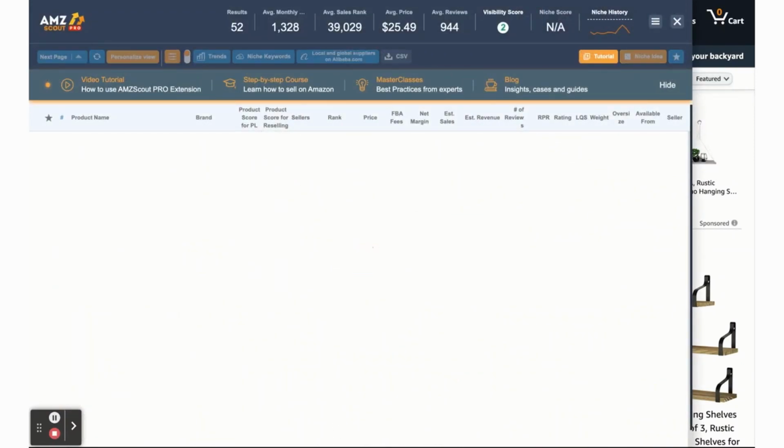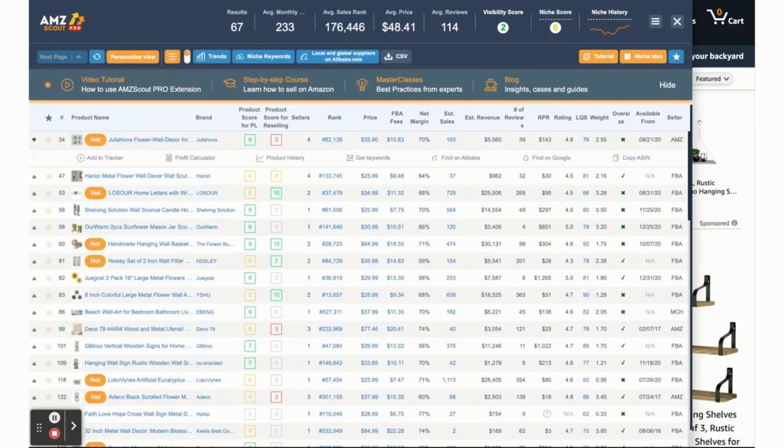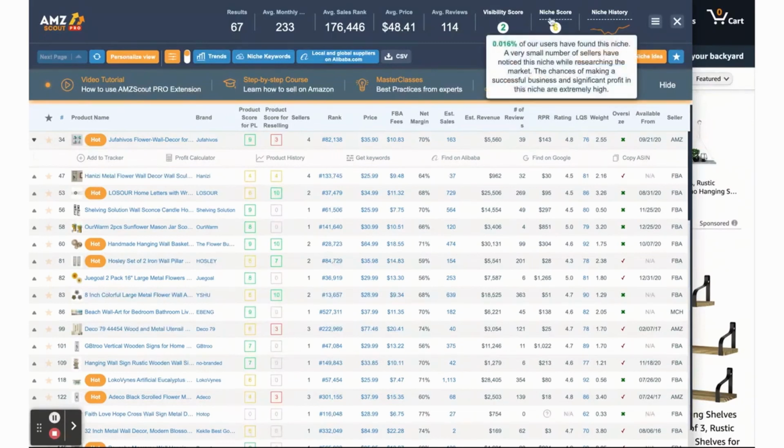And once I click on the Chrome extension, it's going to populate the results for me with all the information as you see. One thing that I do like about the AMZScout tool is that it does give me the visibility score and the niche score. So the visibility score basically tells you what is your chance of making a successful business and profit on Amazon for this specific niche. So the lower the number, the better chance that you have in being successful, because not that many people are looking into this niche, and that means there's just less competition.